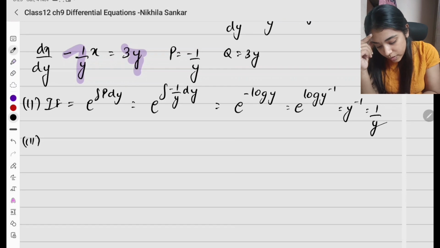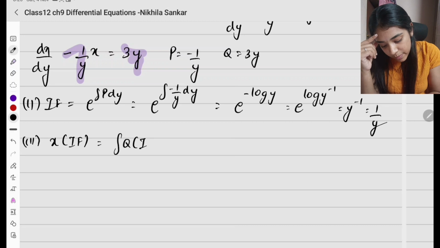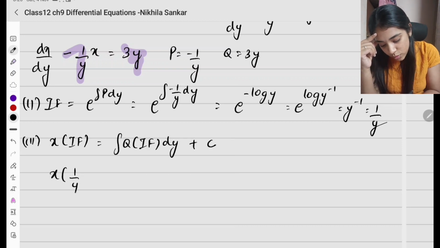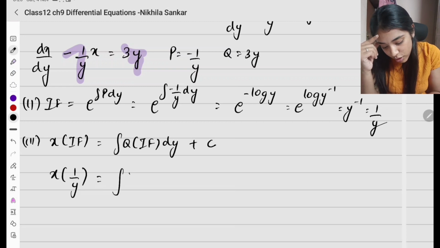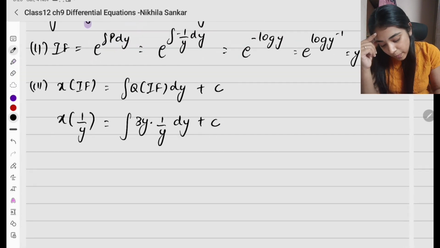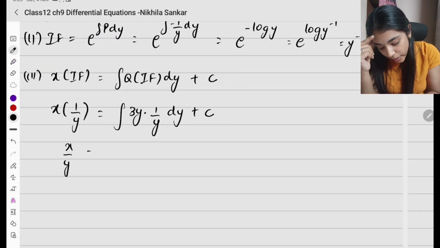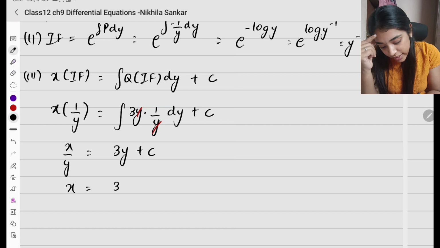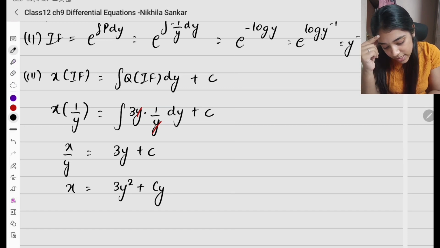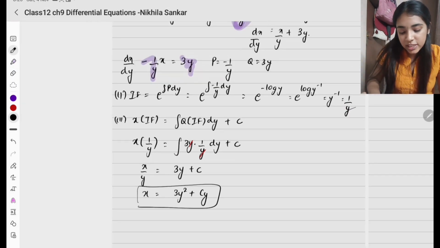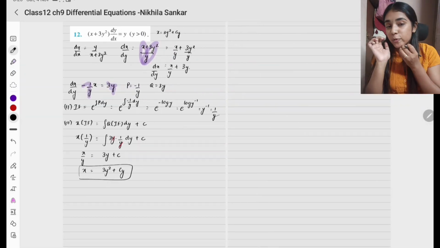Now third step, x into integration factor equals q times integration factor times dy plus c. So x into 1 by y equals integration of q and 3y into 1 by y dy. This is also easy. So I have x by y equals, y cancels. So what is the integration of 3 dy? 3y plus c. Multiplying by y, I have 3y square plus cy. Simple questions. Just check dx by dy or dy by dx. Okay?